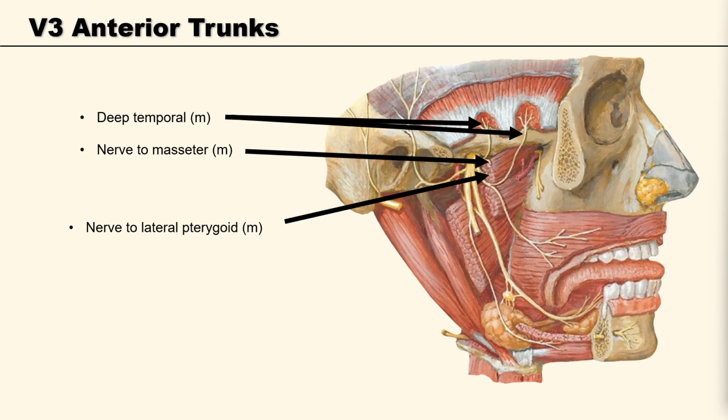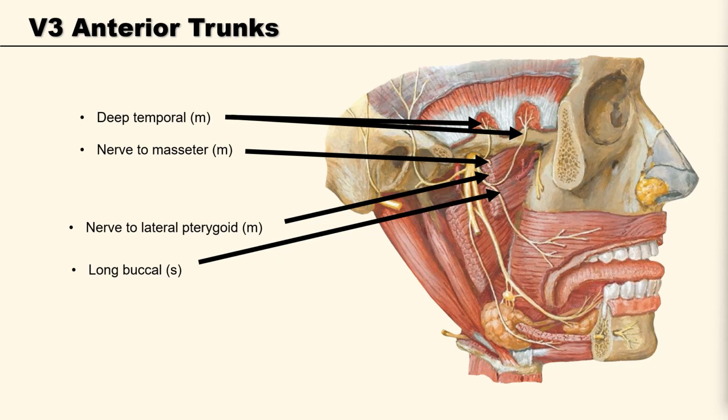That leaves just one more branch of the anterior trunk to consider, the long one that runs into the cheek. This is called the long buccal nerve. While all the other branches of the anterior trunk are purely motor, the long buccal nerve is purely sensory. It supplies the skin over the cheek and the corresponding buccal mucosa on its deep surface.